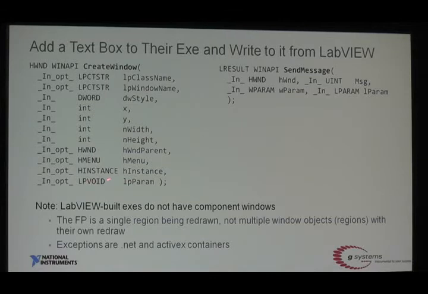Okay, so that looks really long. It's actually not a big deal. So what did we do? We added a text box to their EXE and wrote to it. So we did this create window. We created a window on their window, and we made it a text box. That was the type of window. This is all just how big, coordinates, things like that. And then we assign it a parent, because this is a child window that we are making it a parent of. So we created a child window on their parent window. And then we did a send message with our text. This is actually pretty simple.